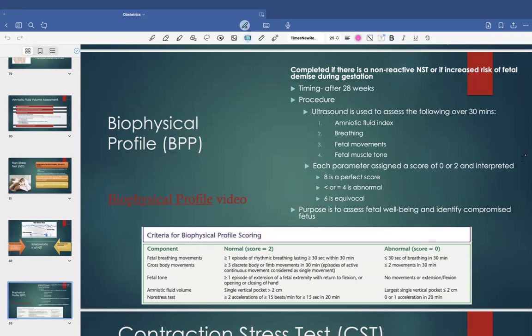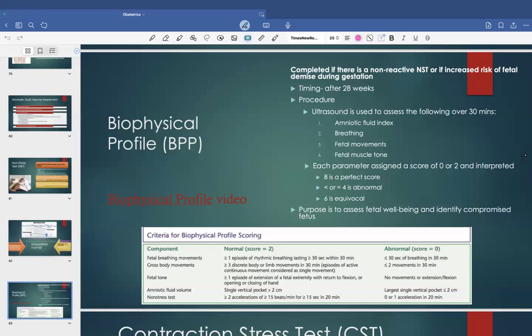Basically, the parameters tell you where the baby is. An 8 is a perfect score. Anything less than or equal to 4 is abnormal. 6 is equivocal. And we do this to test the fetal well-being and identify a compromised fetus.